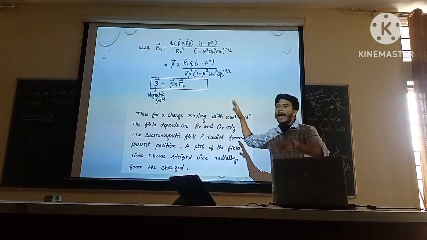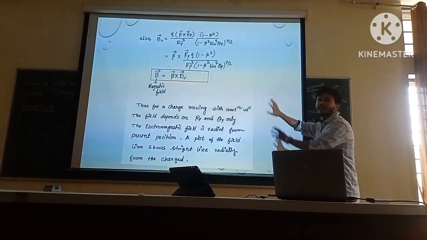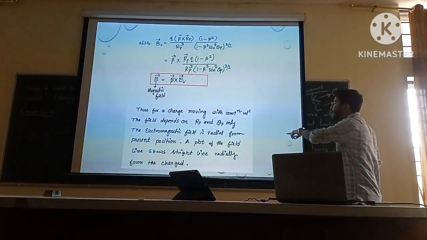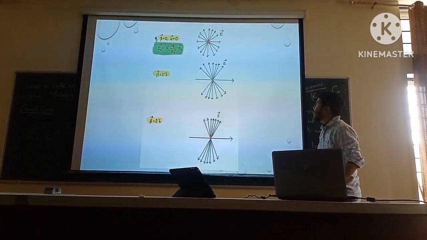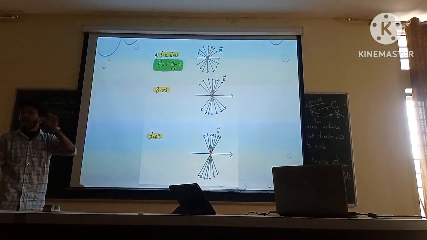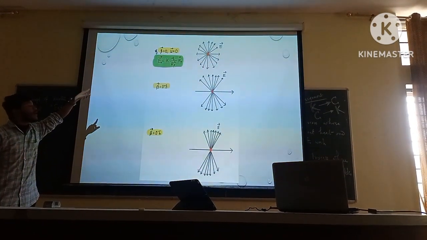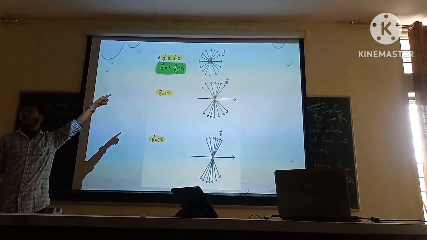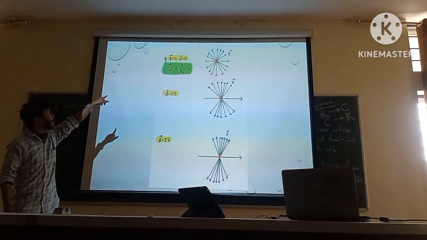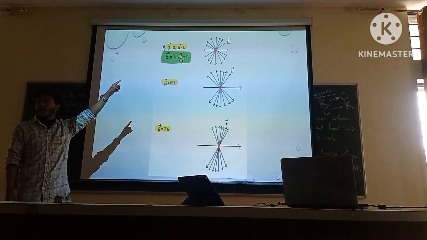I will show everything in animation and graphical representation. The plot of the field lines shows straight lines radially from the charge. Okay, let's see. When the charge is at rest, the velocity is 0. Then beta is U by C. So U is 0 means beta is 0. Then it is nothing but Coulomb's electric field, E is equal to KQ by R square. So when beta is zero, this is the Coulomb field.